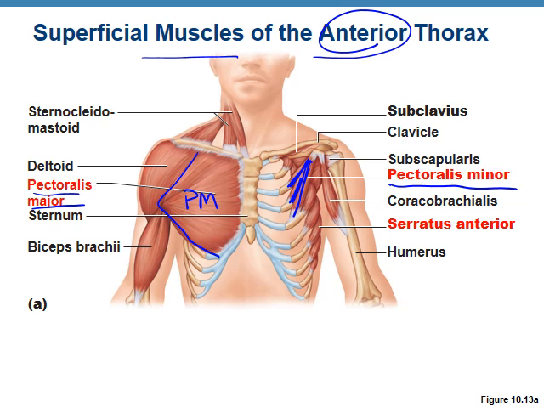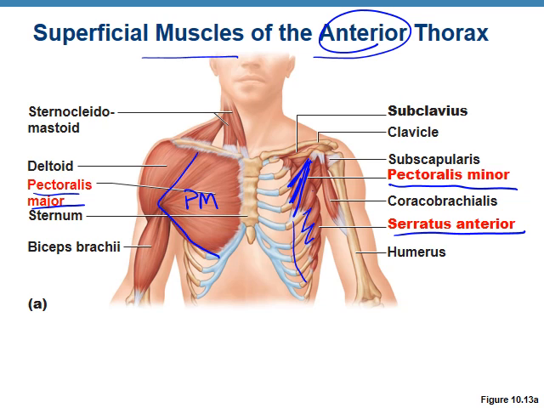The pectoralis minor is also going to help with rolling the shoulders, and it's also going to pull on the ribs when we're inhaling, to allow for the expansion of the rib cage as your lungs fill up. Last, we have the serratus anterior. They say it kind of looks like a serrated edge. You can see here the serratus anterior attaching to these ribs.